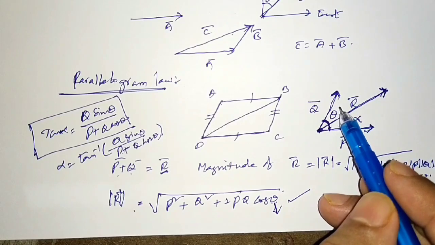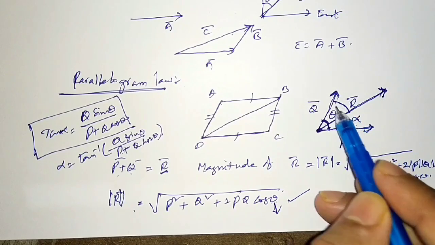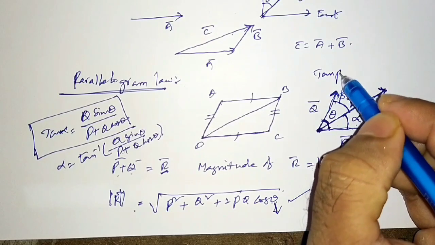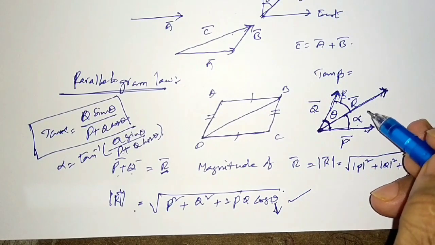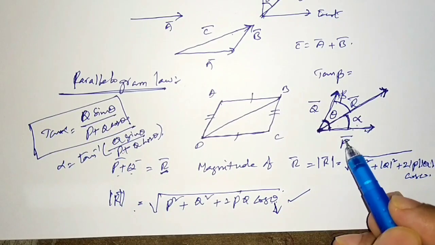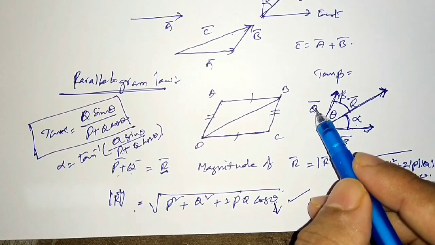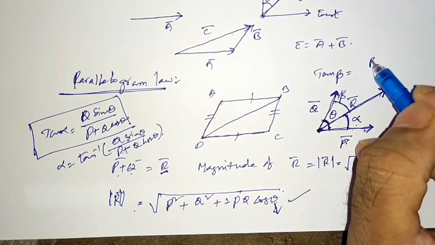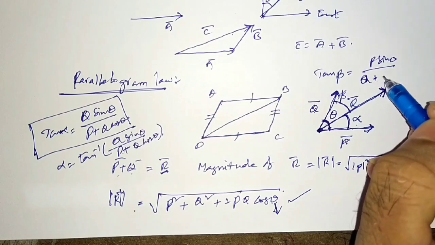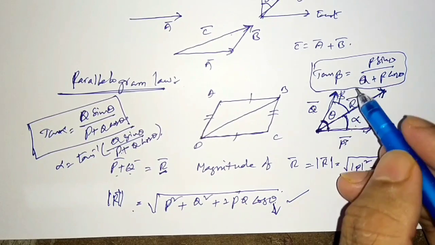If I want to calculate the angle made by the vector q, let us take this as beta. Then it can be calculated by using tan beta is equal to, you tell me here: if tan alpha is q sin theta by p plus q cos theta for the angle with p, now for the angle with q, it is p sin theta by q plus p cos theta. This is the angle made by the resultant vector with q.